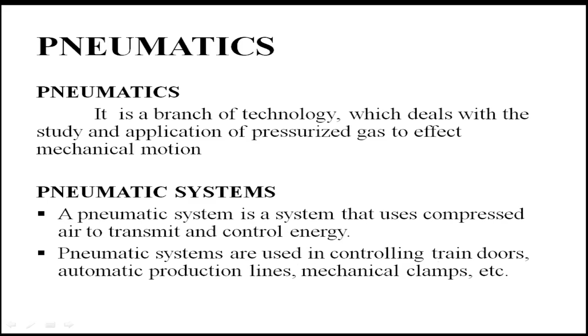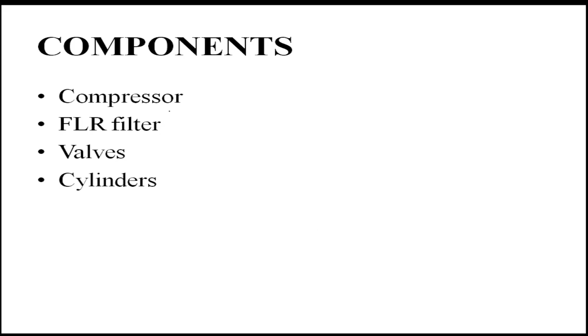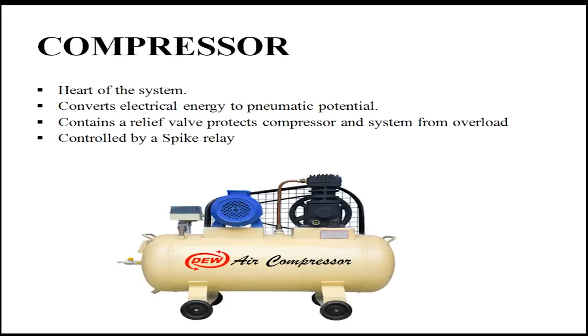The main components in pneumatics are compressor, FLR filter, valves and then cylinders. What is compressor? Compressor is nothing but just to provide a pressure, to create a pressure. So compressor is the heart of the system, converts electrical energy to pneumatic potential, contains a relief valve, protects compressor and system from overload, controlled by a spike relay. In the picture you can see an air compressor here.